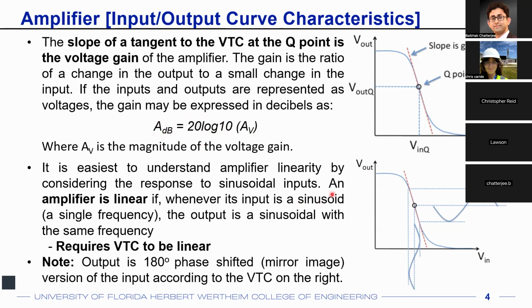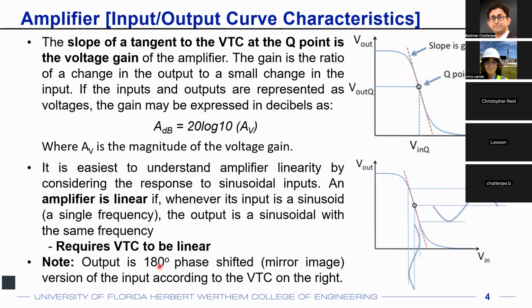Now, if you think about the amplifier's linearity, it should be very easy to understand, again just looking at the voltage transfer characteristic. When you're considering, let's say, a sinusoidal input, an amplifier will be called linear if whenever your input is a sinusoid, that is a single frequency, your output is also a sinusoid with the same frequency. So you do not expect any distortion. The way the input signal looks, the output signal should also look the same. It's just that it can be amplified in terms of the amplitude. That's what you expect from the amplifier, right?